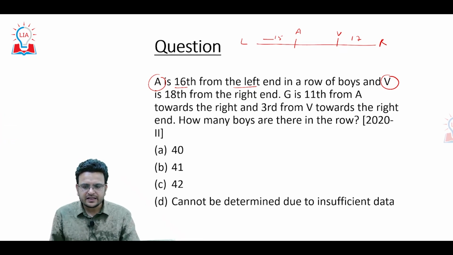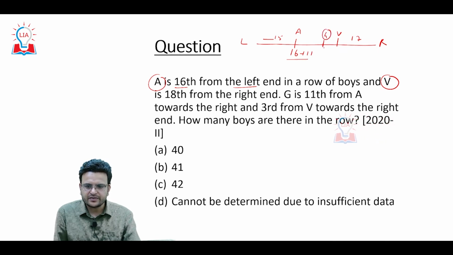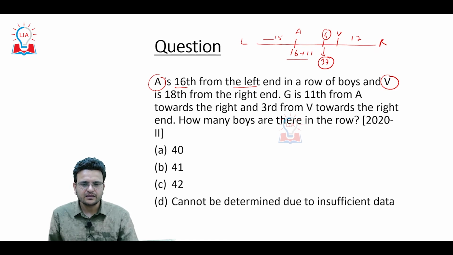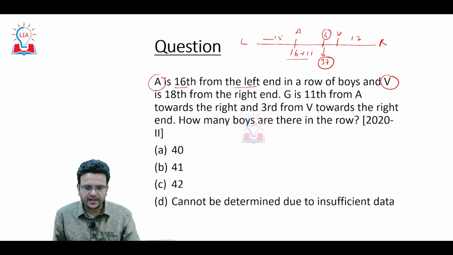G is 11th from A. It means 16 plus 11. Here we have one more person G, who becomes 37 from the left. G is 11th from A toward the right, and third from B toward the right.